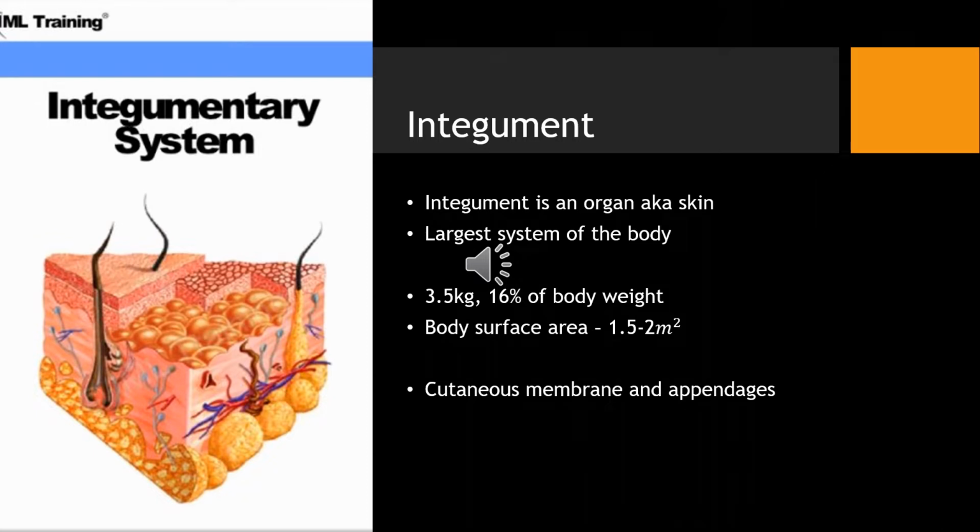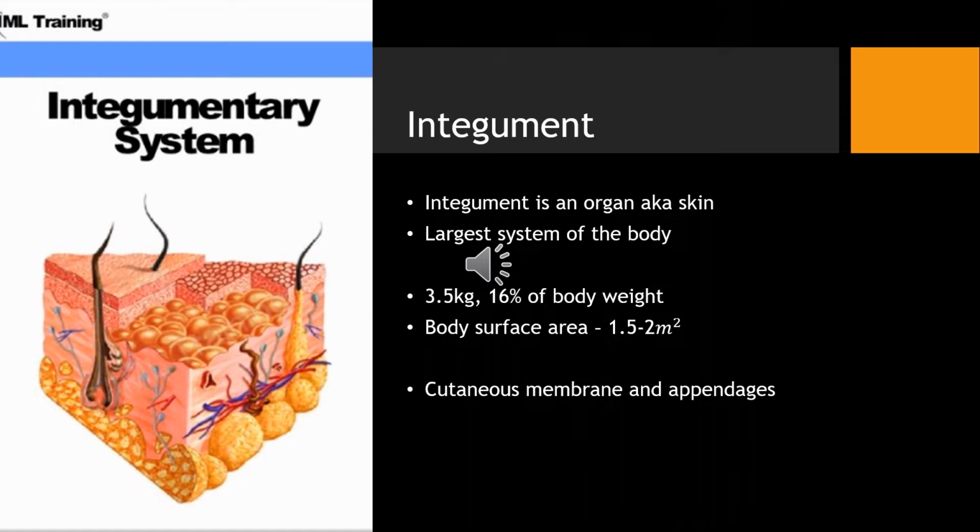And the skin protects our body or covers the body, and as it covers the whole body, it is considered the largest organ of the body. So the skin along with its appendages forms the integument, that is, the cutaneous membrane and its appendages together form the integument. The total weight of the skin is about 3.5 kg, which is about 16% of the total body weight, and it forms a body surface area of about 1.5 to 2 meters square.